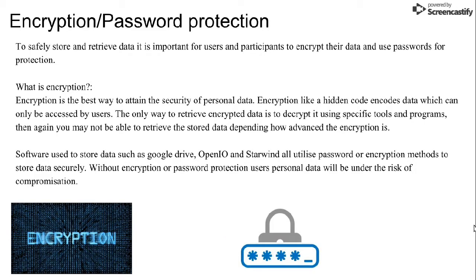Encryption and password protection. To safely store and retrieve data, it is important for users and participants to encrypt their data and use passwords for protection. What is encryption? Encryption is the best way to attain the security of personal data. Encryption, like a hidden code, encodes data which can only be accessed by users. The only way to retrieve this encrypted data is to decrypt it using specific tools and programs. Then again, you may not be able to retrieve the stored data depending how advanced the encryption is.